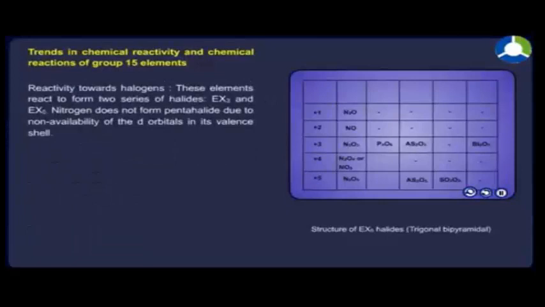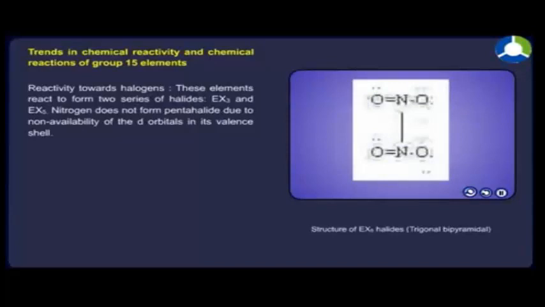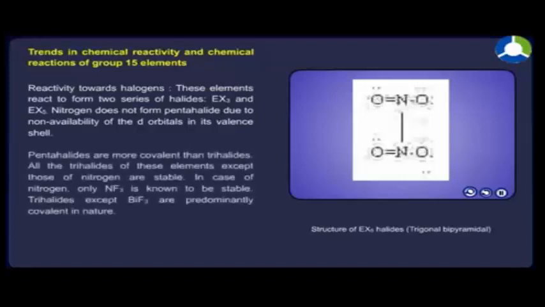Reactivity towards halogens. These elements react to form two series of halides, EX3 and EX5. Nitrogen does not form pentahalide due to non-availability of the d orbitals in its valence shell. Pentahalides are more covalent than trihalides. All the trihalides of these elements except those of nitrogen are stable. In case of nitrogen, only NF3 is known to be stable. Trihalides except BiF3 are predominantly covalent in nature.